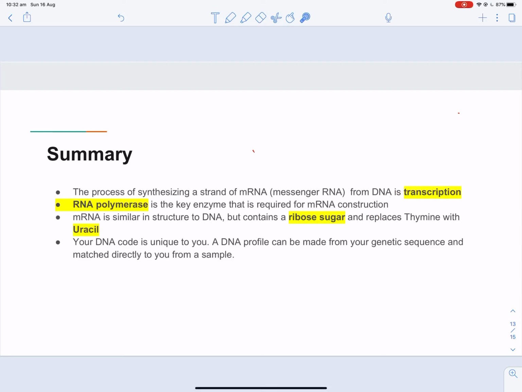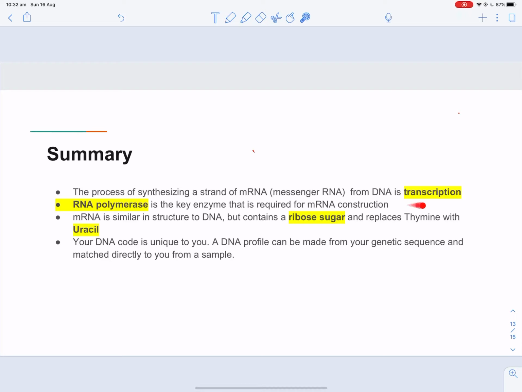And lastly, your DNA code is unique to you unless you're an identical twin. But a DNA profile can be made from your genetic sequence and matched directly to you from a sample, which is why it has been the most important breakthrough in forensic science, being able to accurately match an evidence sample to a suspect sample.